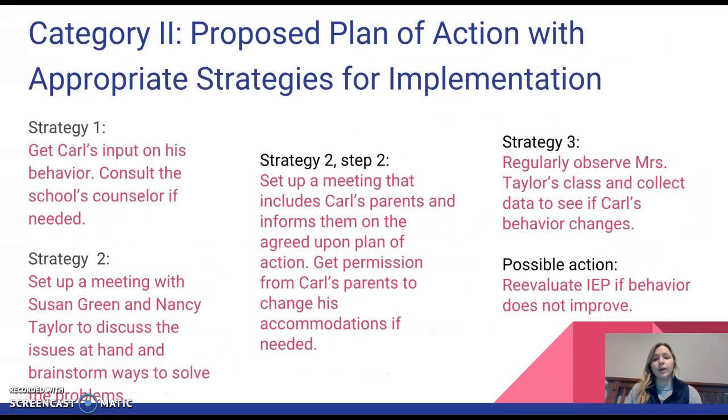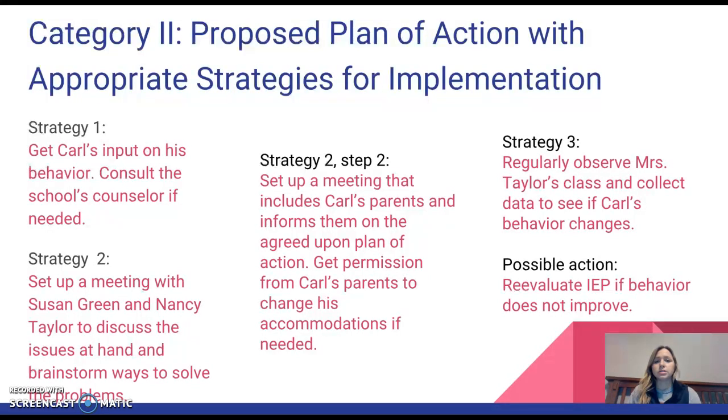So my proposed plan of action, I have 3 strategies for that. The first strategy is I would, number 1, get Carl's input on his behavior. Like I said, the case study didn't even say that any of the teachers or special education teacher or administration, none of them talked to him about his input on his education.